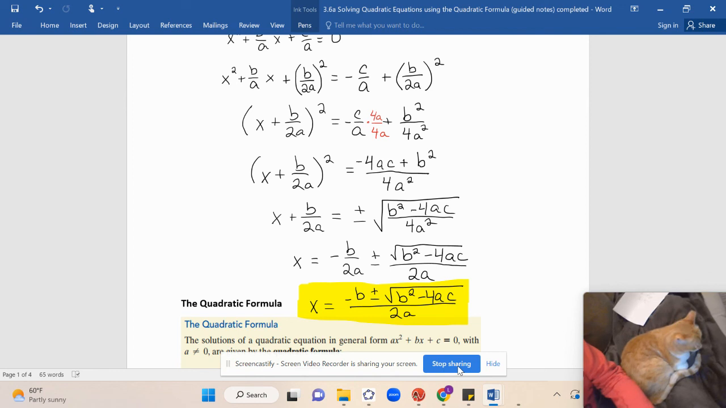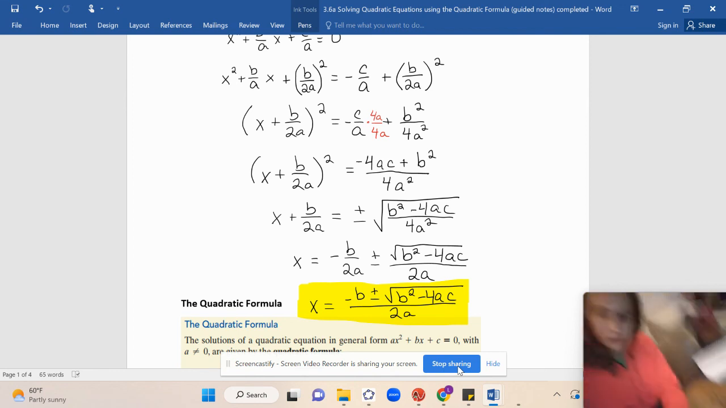Oh, little cat's learning quadratic formula as well. Right, Kat? Yeah. Okay. Bye.